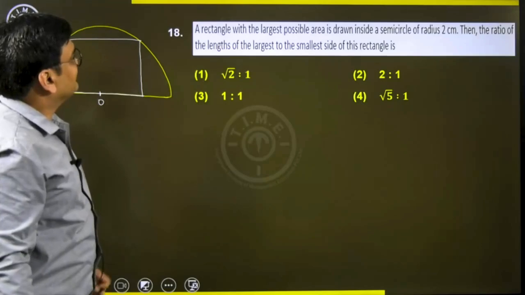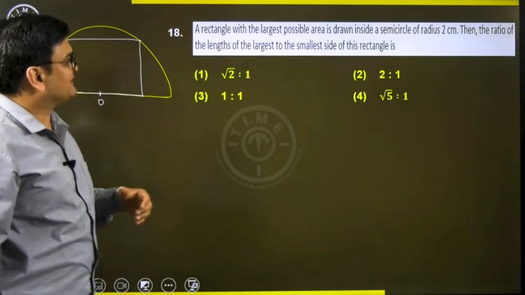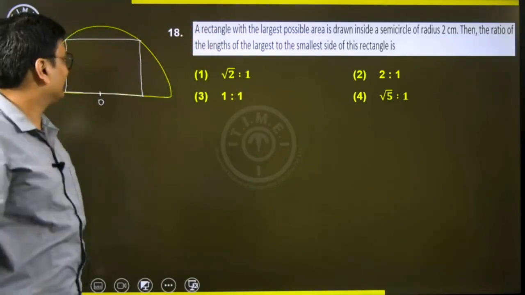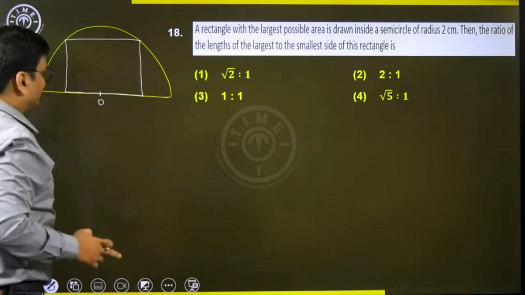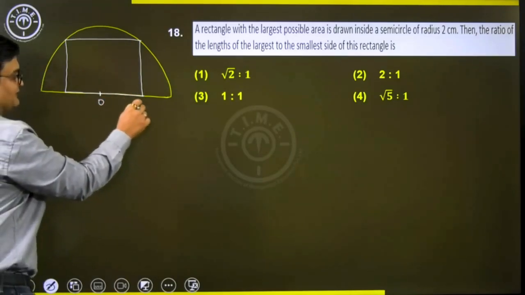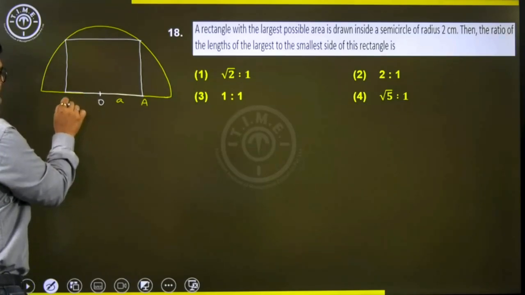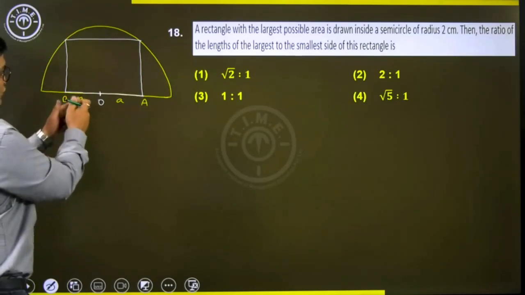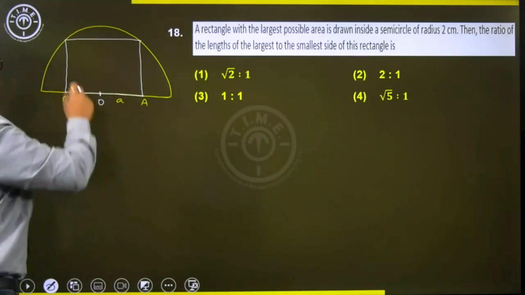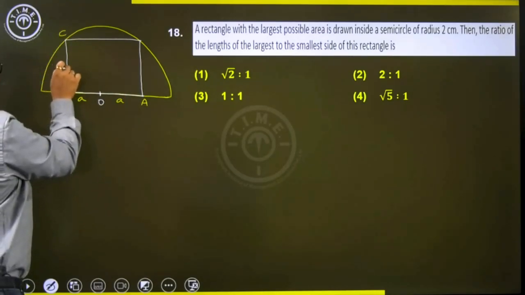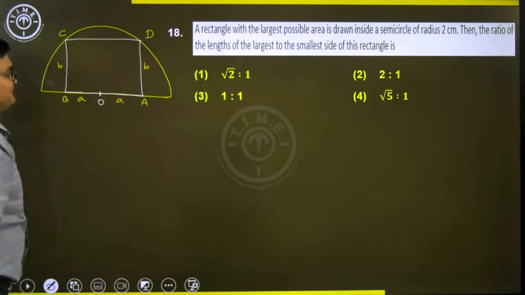Then the ratio of the lengths of the largest to the smallest side of the rectangle is, so basically length to breadth of the rectangle. In the diagram this appears to be the length and this appears to be the breadth. Let us assume this part here, O to A, is A units. So O to B will also be A units. So overall the length is 2A. B to C is B units. C to D will also be 2A and this will also be B units.